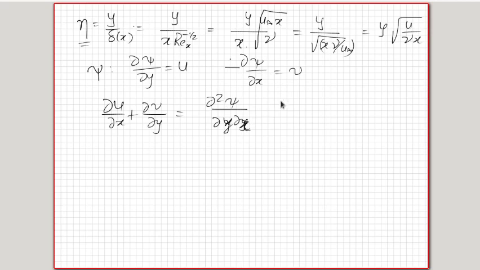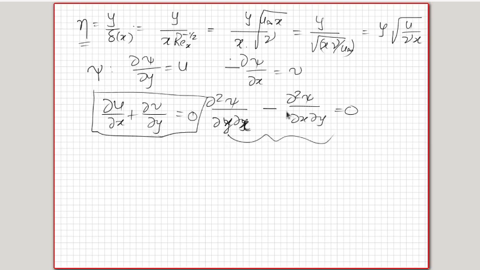Okay, it's the same anyway mathematically. Minus ∂²ψ/∂x∂y, which identically becomes equal to 0. So the continuity equation, that is, this is equal to 0, is automatically satisfied by just defining the stream function ψ.